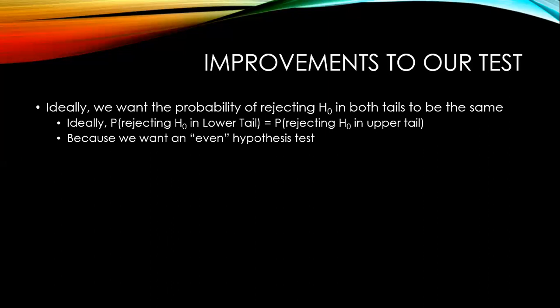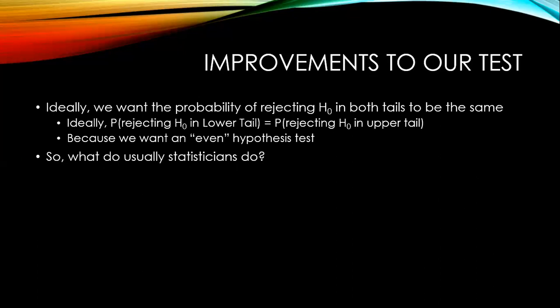Going back to our brown-eyed people example, if 80% of people in the town have brown eyes, then we would expect in our sample of 100 people, 80 of those to have brown eyes. So we want our significance level in both the lower tail and the upper tail to be the same. We want the probability of rejecting H naught in both tails to be about the same, because we want a symmetrical, even test, where the probabilities are balanced on both the lower tail and the upper tail of the distribution.